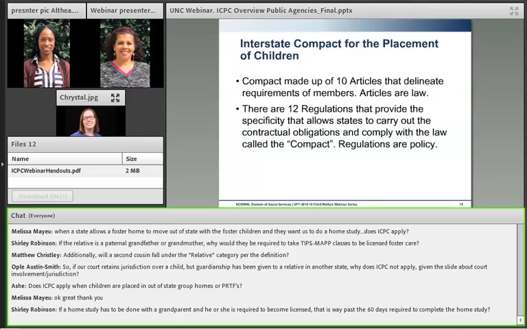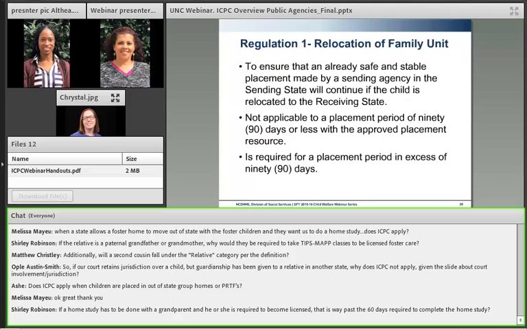Regulation 1 refers to the relocation of a family unit, and we had this question just a few minutes ago about a foster family relocating. So this is to ensure that an already safe and stable placement made in the sending state can continue if the child relocates with the resource in the receiving state.